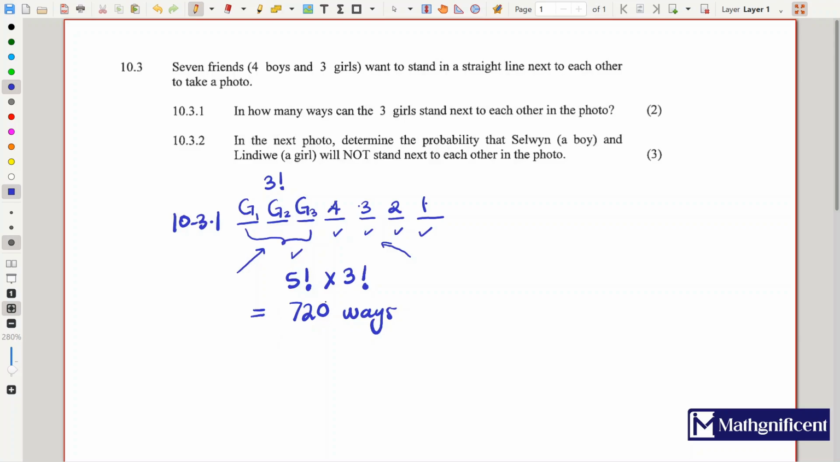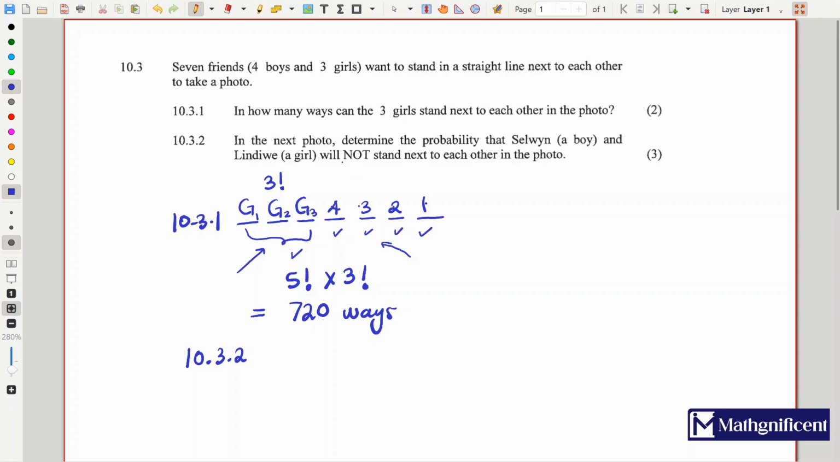So that we get 720 ways. Now when we move on to the next question here, we have 10.3.2. It says that now in the next photo, determine the probability that Selwyn, a boy, and Lindy, a girl, will not stand next to each other, right?